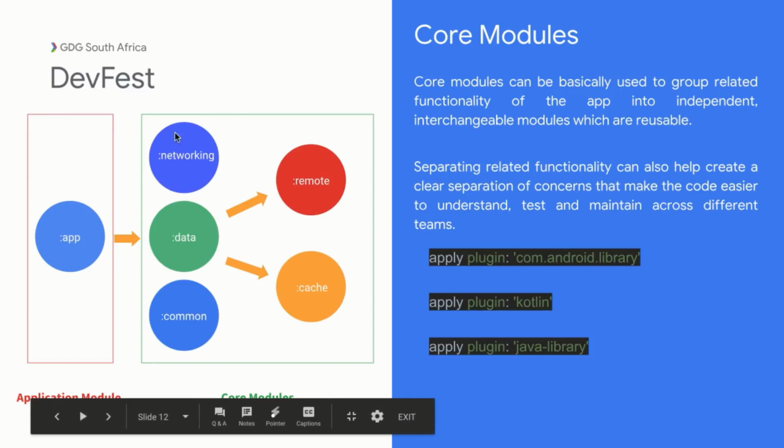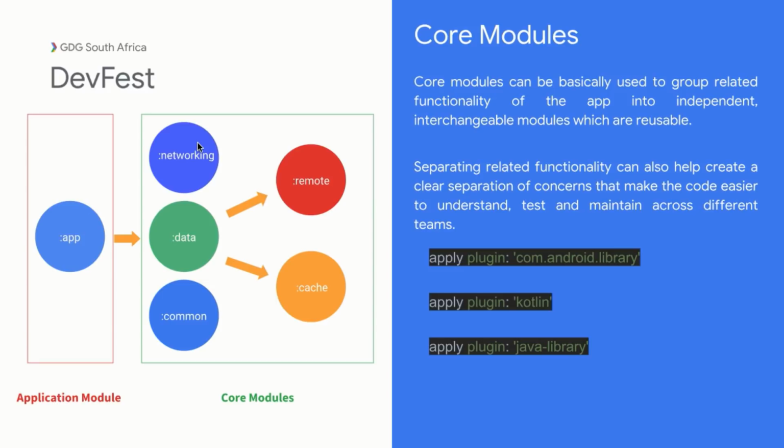I've grouped together here the core modules we might require. Say, for instance, you want to modularize your networking functionality. What you do depends on the type of approach you're going to take.